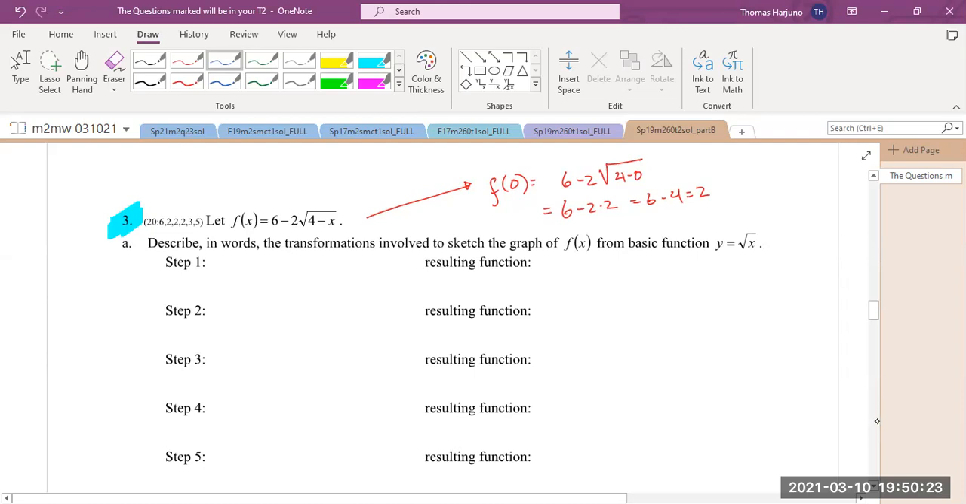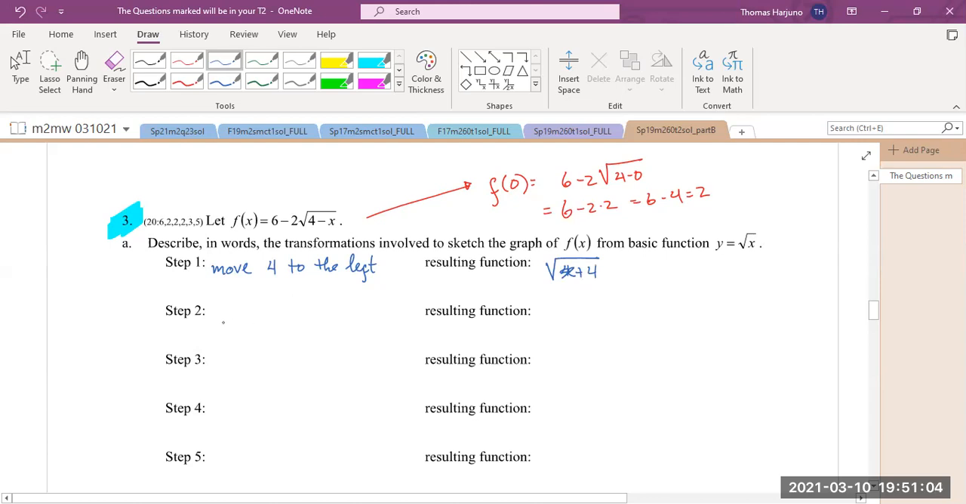Describe in words the transformations used to sketch the graph of the function from the basic function y equals square root of x. Step one, I will get square root of x plus 4. Step one, move to the left. So if I move 4 to the left, I get square root of x plus 4.